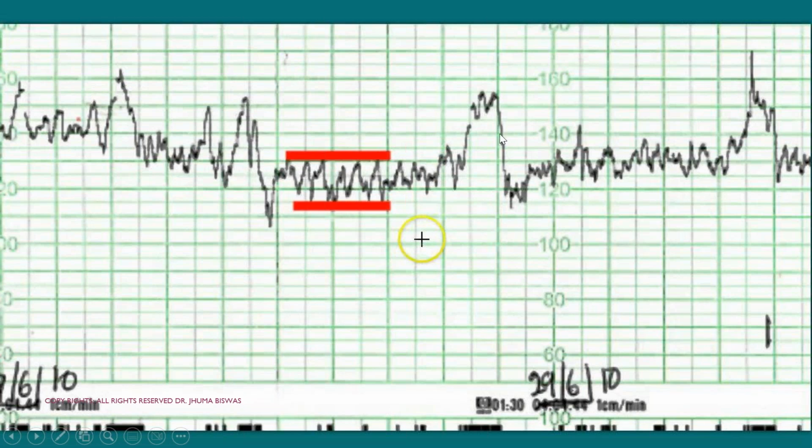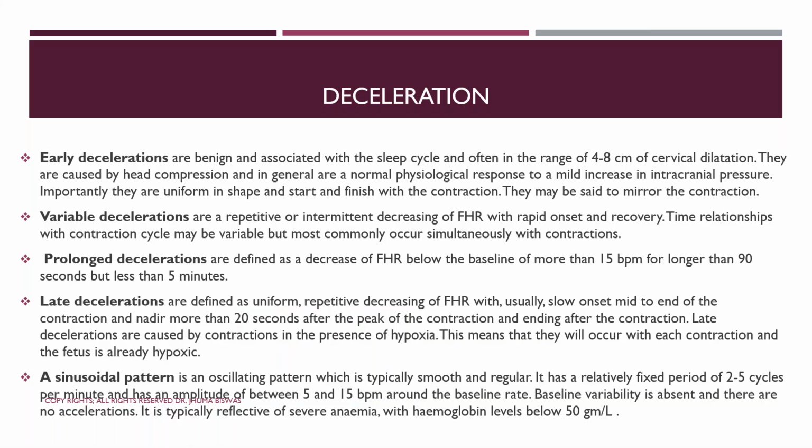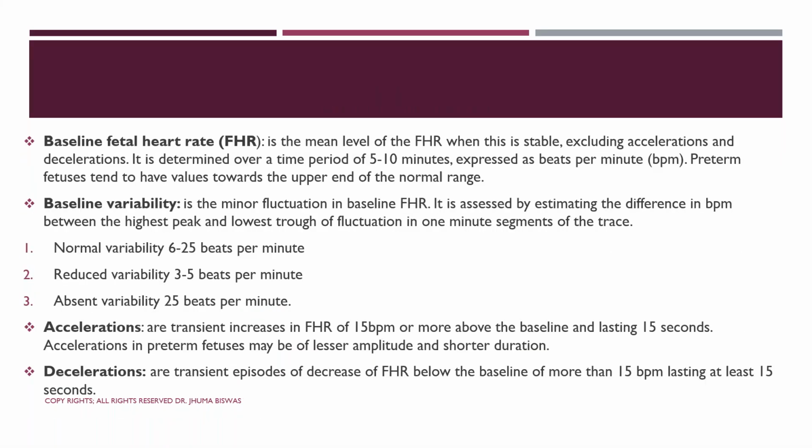So here you can see the upper limit is 130 and the lower limit is 110. So the baseline variability is actually 10. Okay, so this is the way we calculate baseline variability. The normal variability is 5 to 25. Reduced variability means it is below 5, or any kind of absent variability. In that situation, we can say it's more than 25 beats per minute.